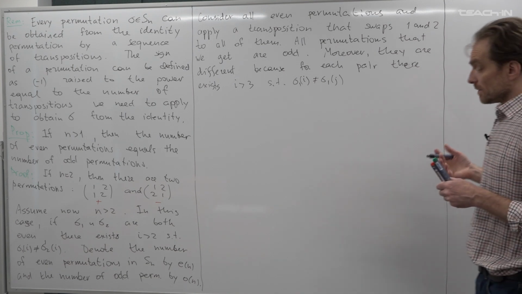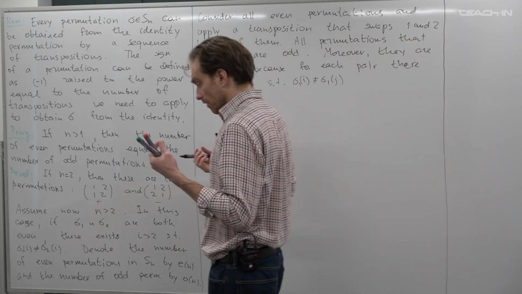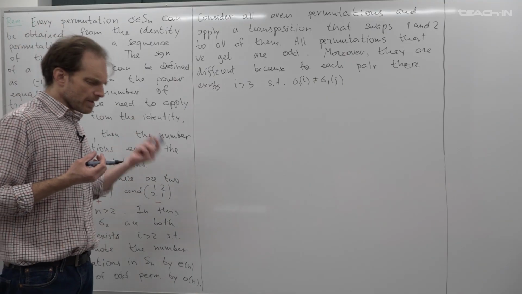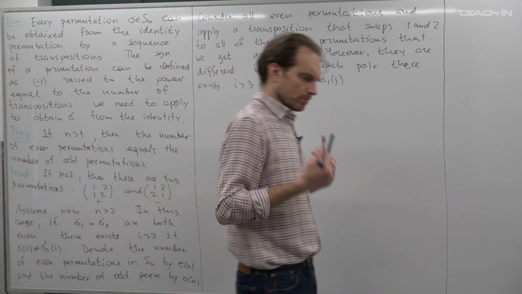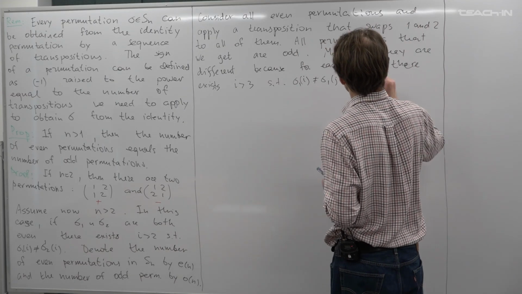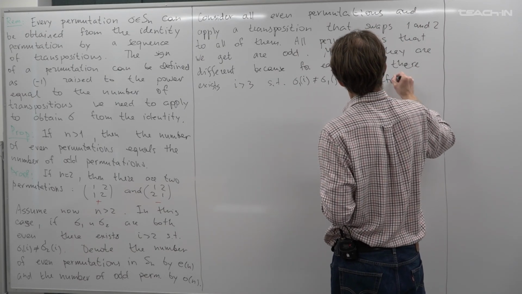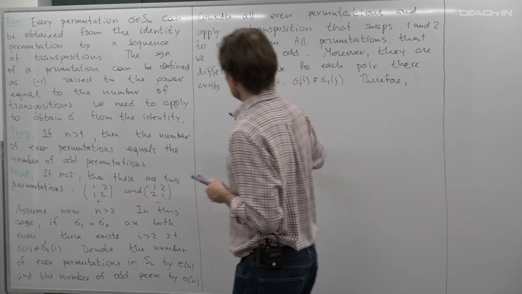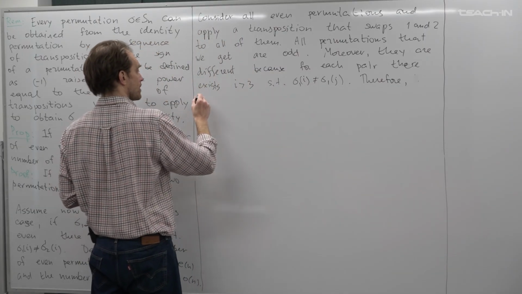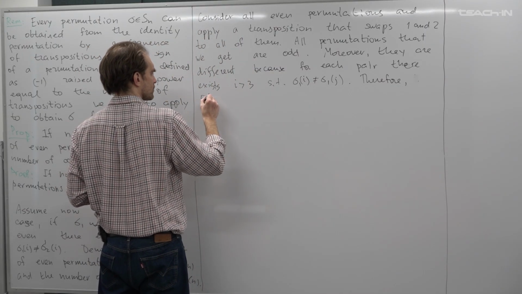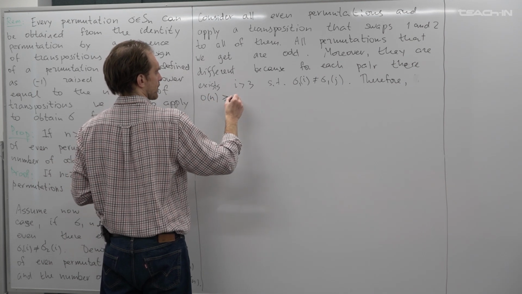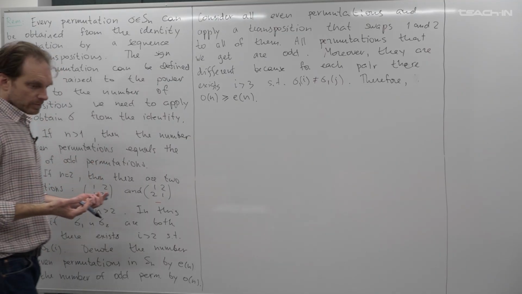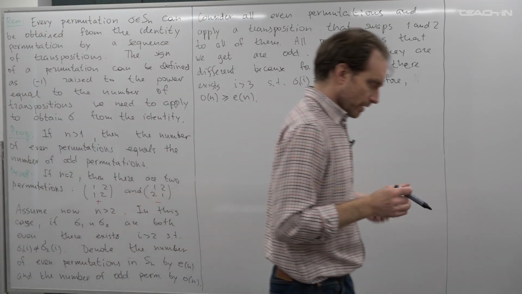So what does this mean? This means that from every even permutation we get an odd permutation, and therefore the number of odd permutations is greater or equal than the number of even permutations, right? Just because from every even permutation we get an odd permutation, and all of them are different.